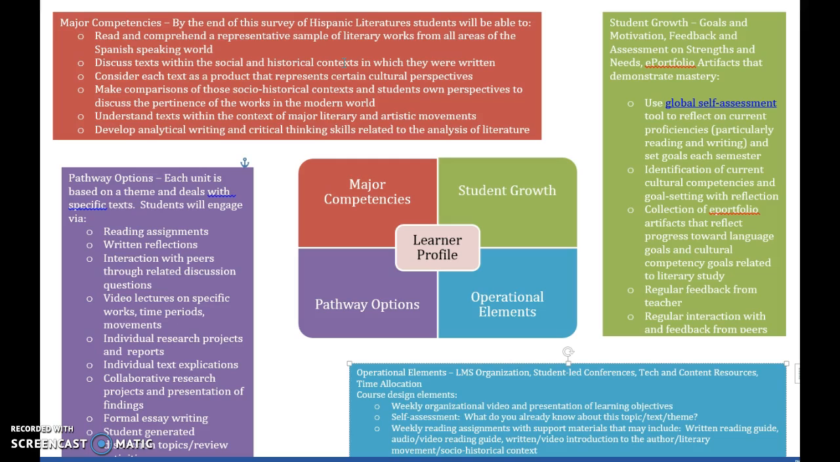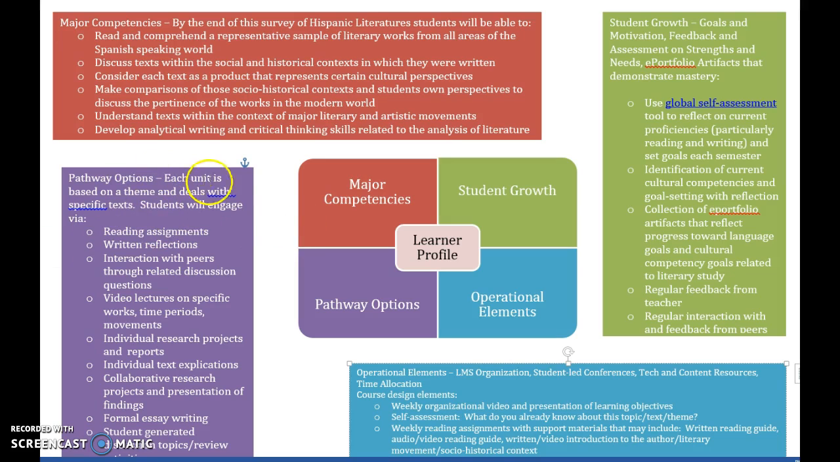They would also need to develop their analytical writing and critical thinking skills as related to the analysis of literature, and that would include looking at literary devices, looking at kinds of language, analyzing older Spanish versus more contemporary Spanish, thinking about the Spanish from Spain versus the Spanish from Latin America versus the Spanish from the U.S., because all of these are included in this course.